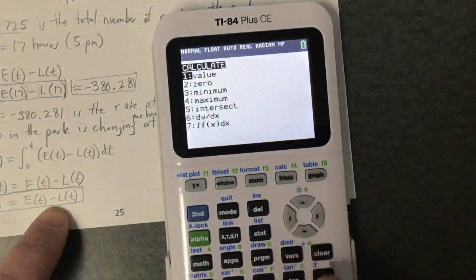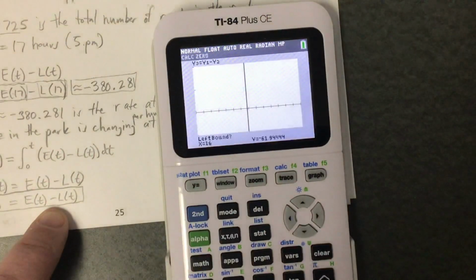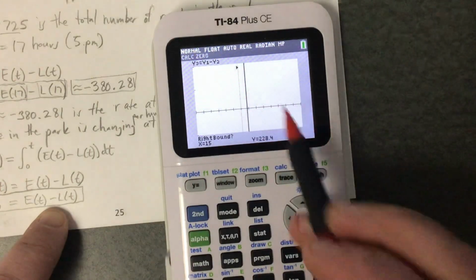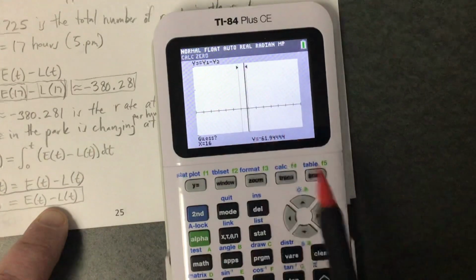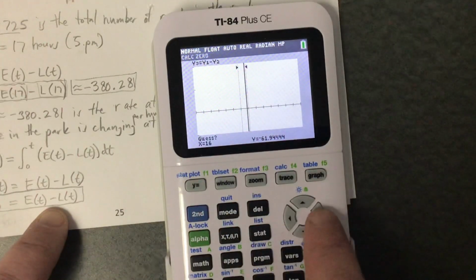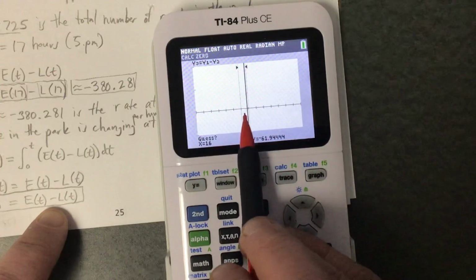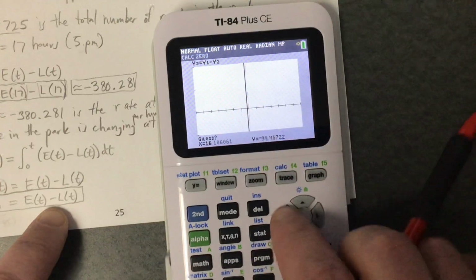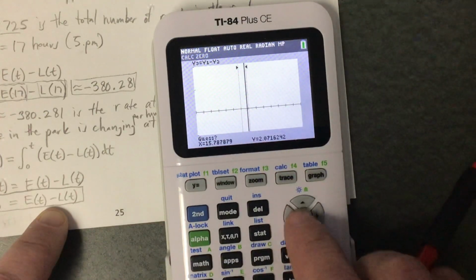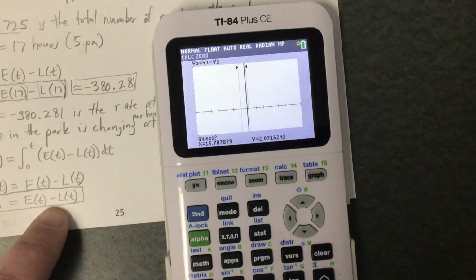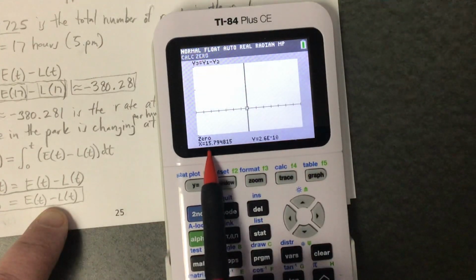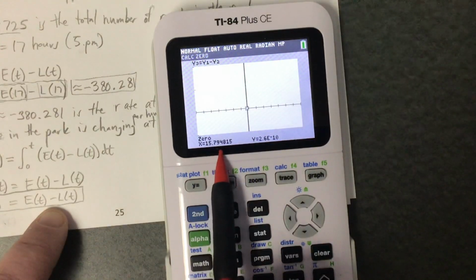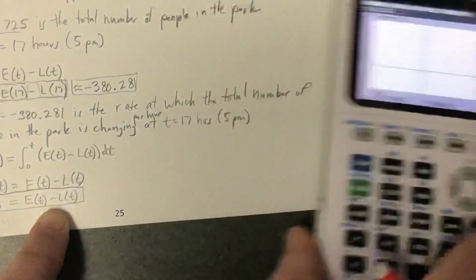So let's find our zero. For left bound, I'm going to type in 15, and for right bound, I'm going to type in 16. So it's in between 15 and 16. It says guess. It's more towards 16. So let's see where it has me. Maybe I'll go back a little bit. And then I'm just going to push enter. And you wouldn't even have to guess. And it gives us t equals 15.795 hours.